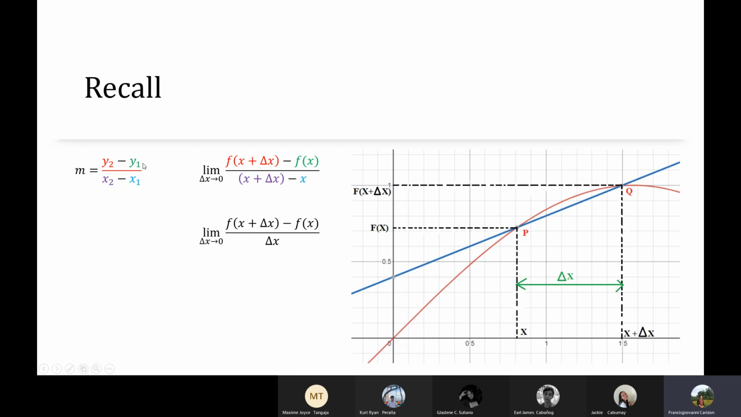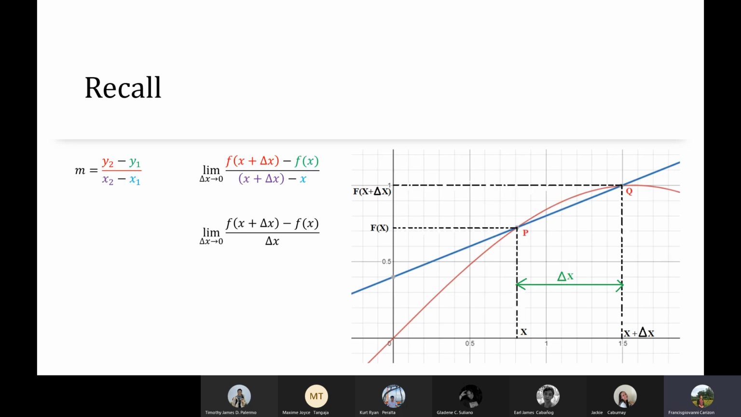So we know that the slope is y sub 2 minus y sub 1 divided by x sub 2 minus x sub 1. The y sub 2 is f of x plus delta x, minus f of x, divided by x sub 2 which is x plus delta x, minus x. Simplify this and the x cancels, so what remains in the denominator is delta x, as delta x approaches 0. We make the second line tangent to the curve so we can get the slope of the curve at a specific point.